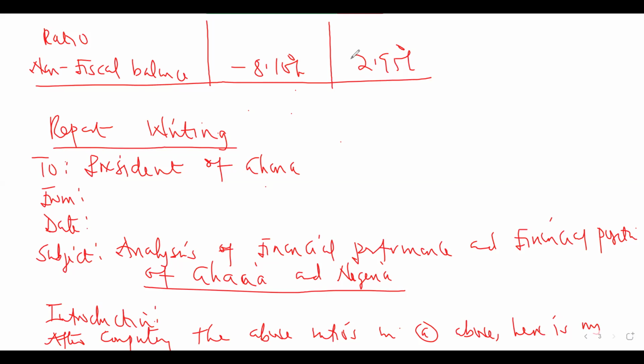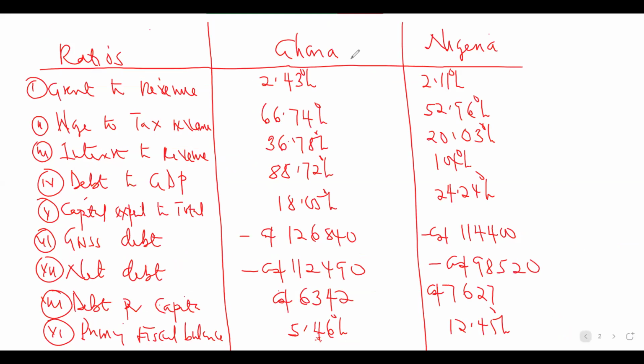How do you now analyze these two? The ratios are plenty. You can't pick all of them. So they are talking about financial performance. Sometimes the ratios will not be plenty, so you can pick all of them and analyze them for the two countries. But since they are talking about financial performance, what are the things that we have to look at?